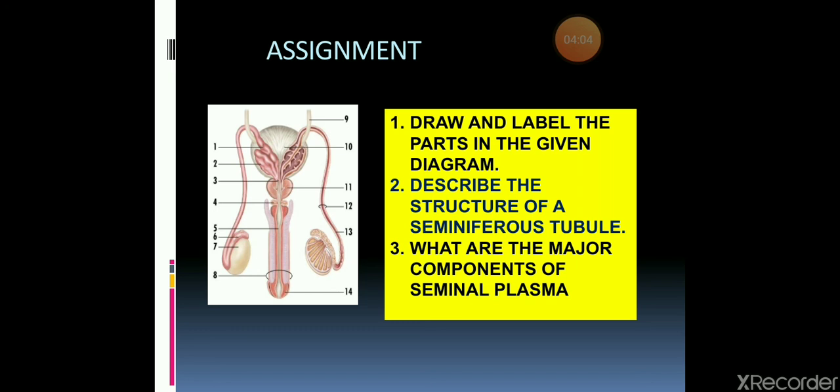The third question is, what are the major components of seminal plasma? So I told you fructose. Apart from that, enzymes will be there. You can also include, it is not mentioned in the notes, but I told you prostaglandins, citrate, phosphate, calcium, all that also you can include. So all these together you call seminal plasma.